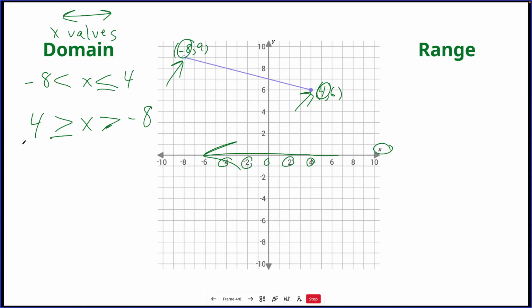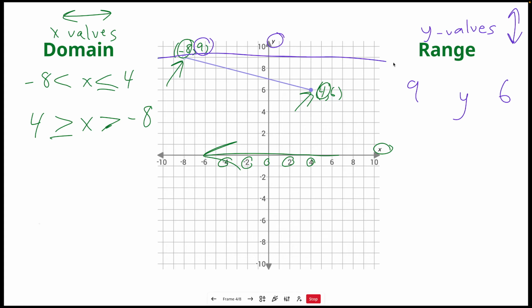Now for the range, it should come as no surprise that we're talking about the y values now. And so the y-axis goes up and down, so we're going to be looking up and down. So let's start with the 9. We know we're going to have 9 and we're going to have 6. We're going to have y in the middle. From the 9, are we going up or down? Well, this graph goes down. And so as we go down on the y-axis, our numbers get smaller, so y has to be less than 9.